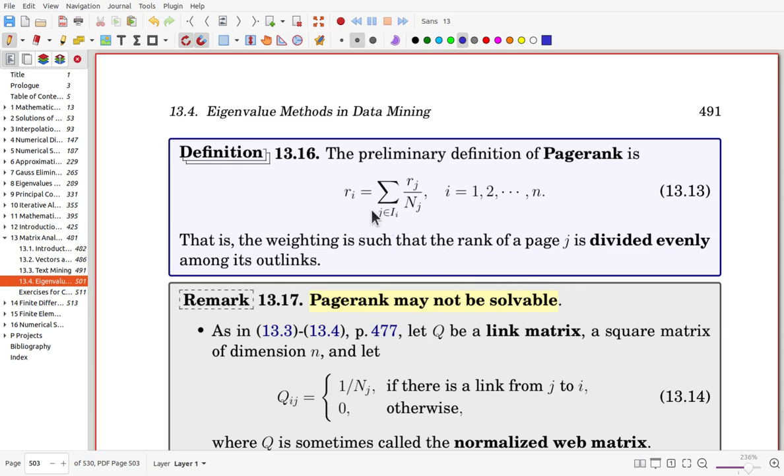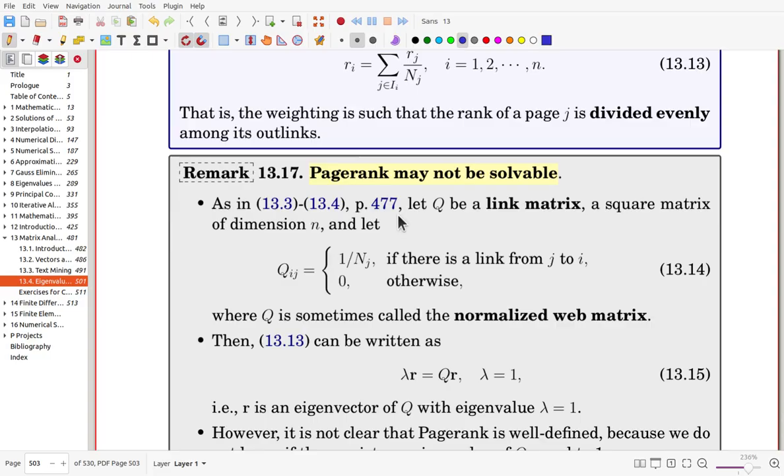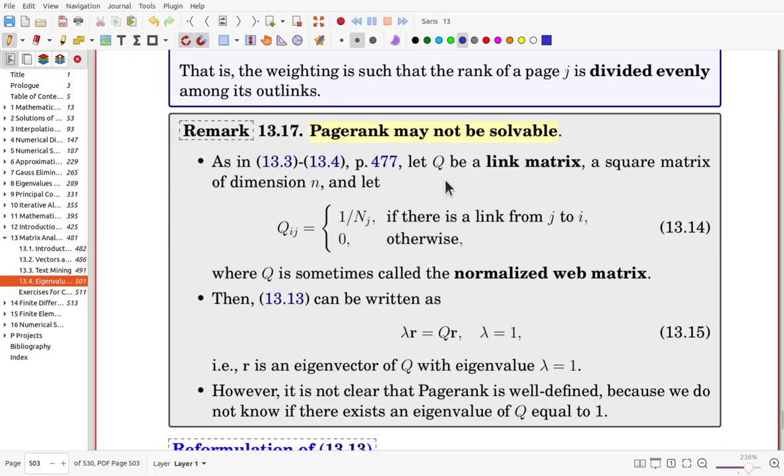If you define the PageRank in this way, then it may not be solvable. Look at the concerns here. Now, Q is the link matrix. Earlier, you considered this square matrix of dimension n, and Q_ij is here. Once a page has at least one link, then it is evenly distributed, and if there is no outlink, then the corresponding column will be a zero column. Such a matrix Q is a link matrix, but sometimes it's called the normalized rank matrix.